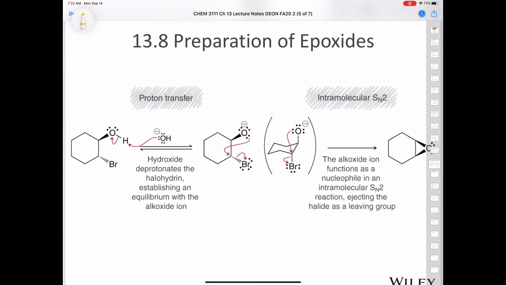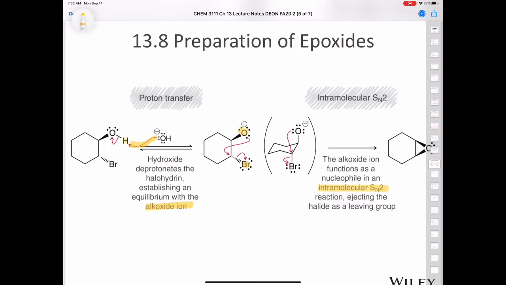And this slide here shows us the mechanism of this epoxide formation from a halohydrin. First, the hydroxide deprotonates, so it takes the proton from the hydroxyl, and we end up forming an alkoxide. Here's our alkoxide, but what you notice is that the alkoxide is a good nucleophile, and you also have a good leaving group in the same molecule. And so instead of being an intermolecular SN2, between two molecules, this is called an intramolecular SN2 because the nucleophile and the leaving group are both on the same molecule.